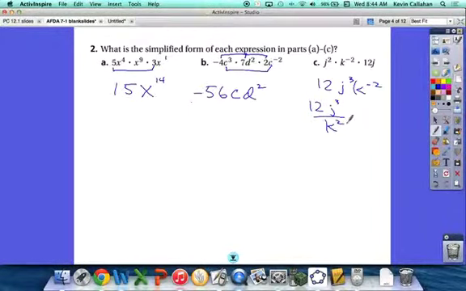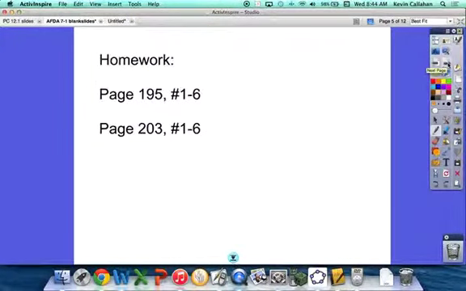Right? So, one more property, I believe. No, I left it right there. So the homework is going to be page 195, 1 through 6, 203, 1 through 6. Plus, I'm going to give you a worksheet, which I would have had us doing right now. But I'll just say you could either work on it while you're watching a movie, or you can take it home and turn it in next class.